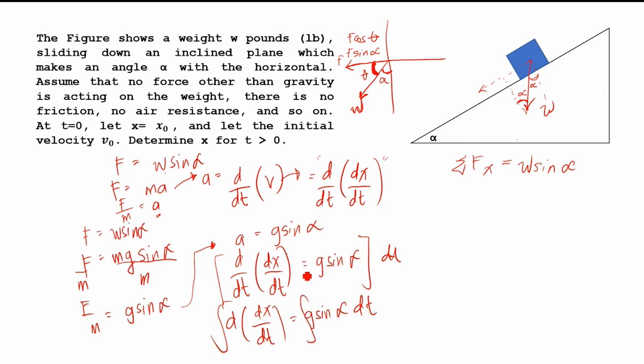Next, let us now integrate both sides. g sin alpha is a constant number here, so ilalabas natin siya. We have here the derivative of dx over dt. Tapos in-integrate mo siya, so mawawala itong derivative niyan. This is just dx over dt equal to, ilalabas mo yung g sin alpha, the integral of dt is just t, plus c1. This will be your equation number 1.